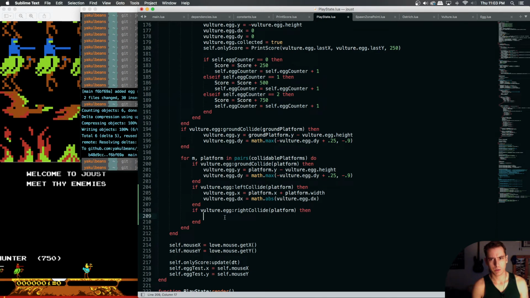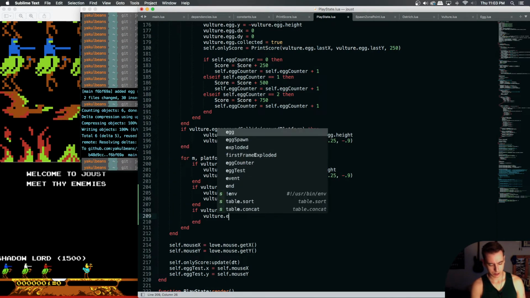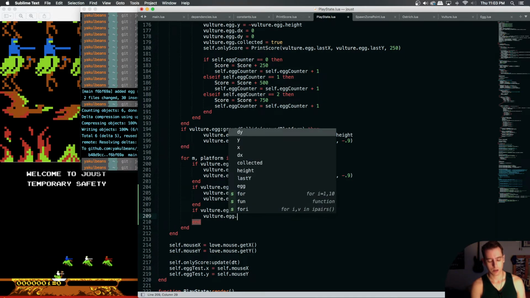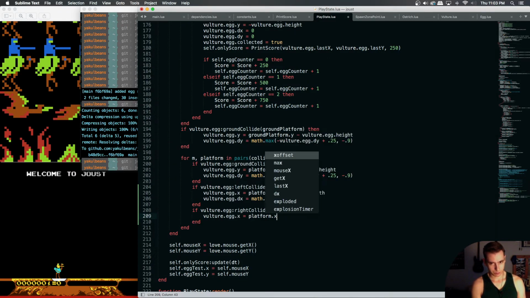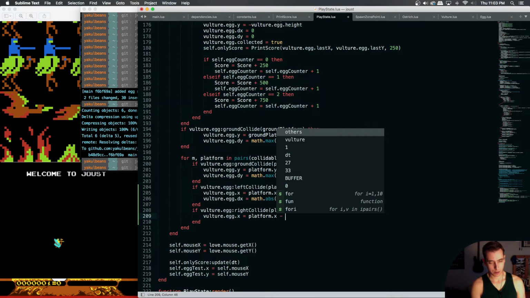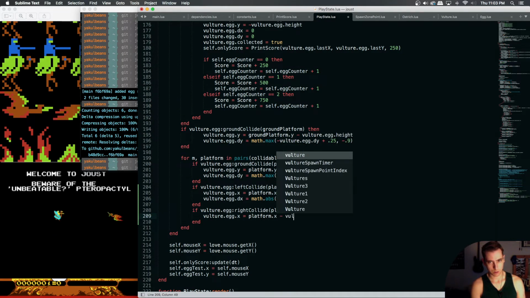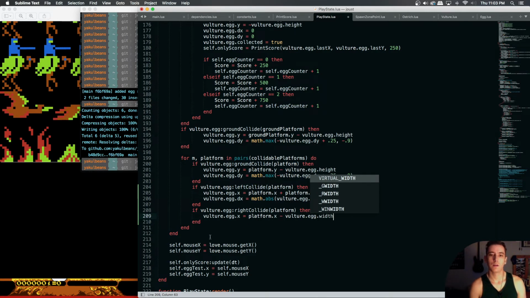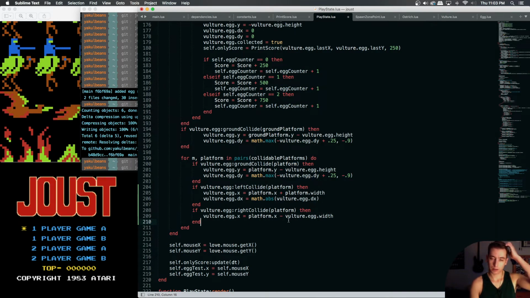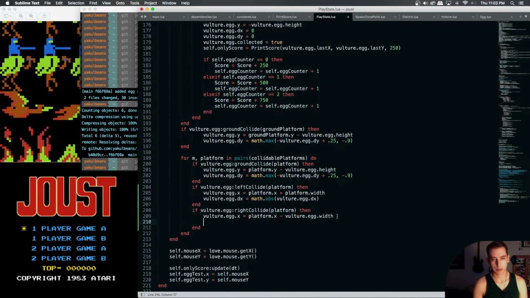So we're saying if we're right colliding, then we need to give our vulture egg instantiation its x to be equal to the left side of the platform shifted by the width of our vulture's egg, vulture.egg.width. The right collides, we're resetting its x to be the left side of the platform, not colliding.